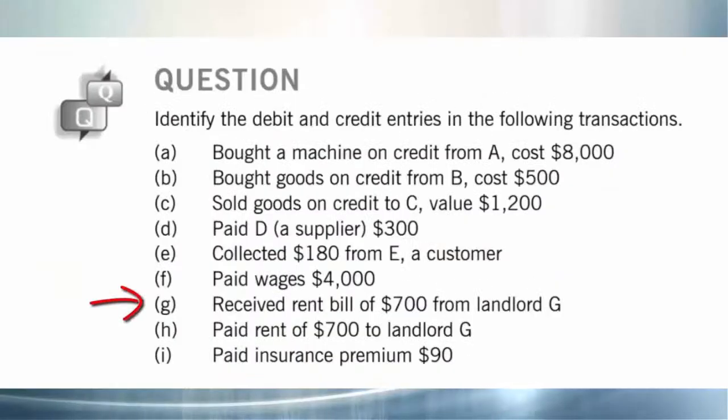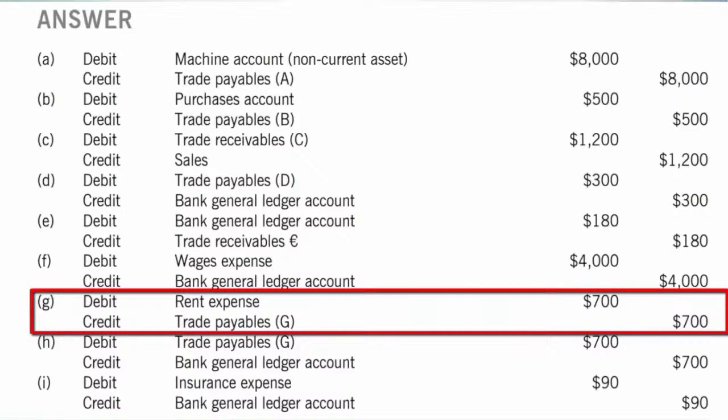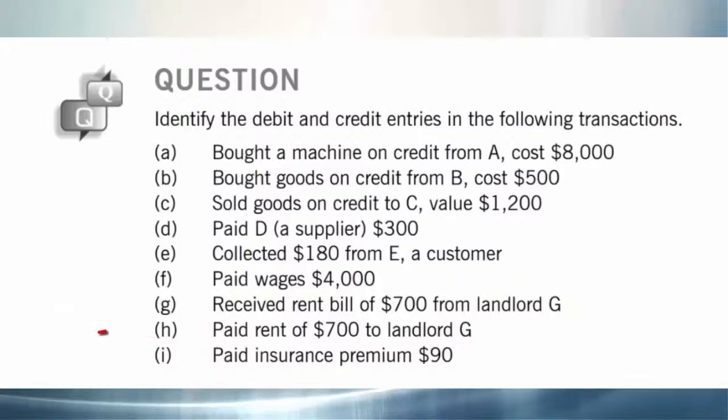Transaction G. Received rent bill of $700 from landlord. Explanation. The business now owes rent to the landlord, increasing the rent expense account, an expense. Expenses increase with a debit entry. At the same time, the amount owed increases the business's trade payables account, G. Liabilities increase with a credit entry. Entry. Debit rent expense account for $700. Credit trade payables account for $700.